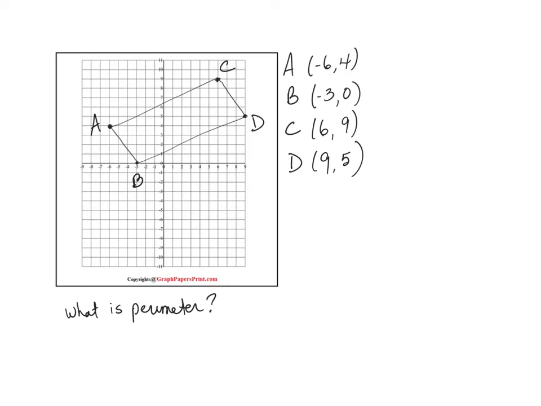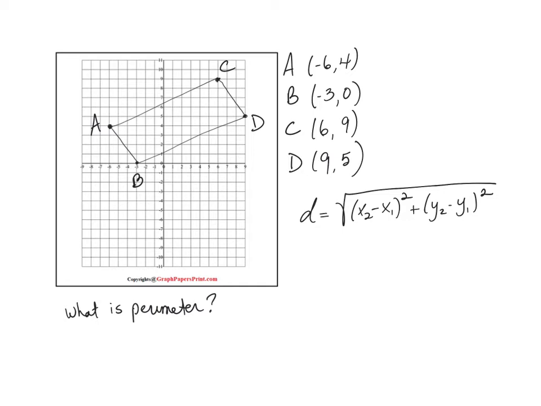Let's first start off by remembering that in a parallelogram, opposite sides are congruent. And we can use the distance formula to find the length of any given line segment on the graph. We do that by taking the difference of the x values squared plus the difference of the y values squared.